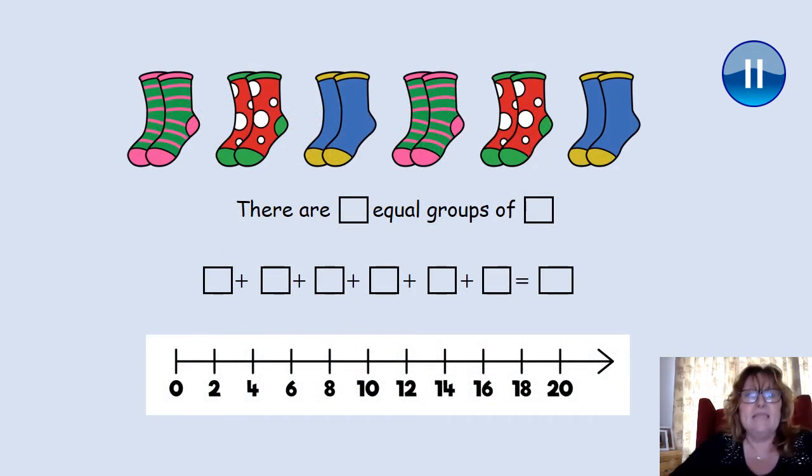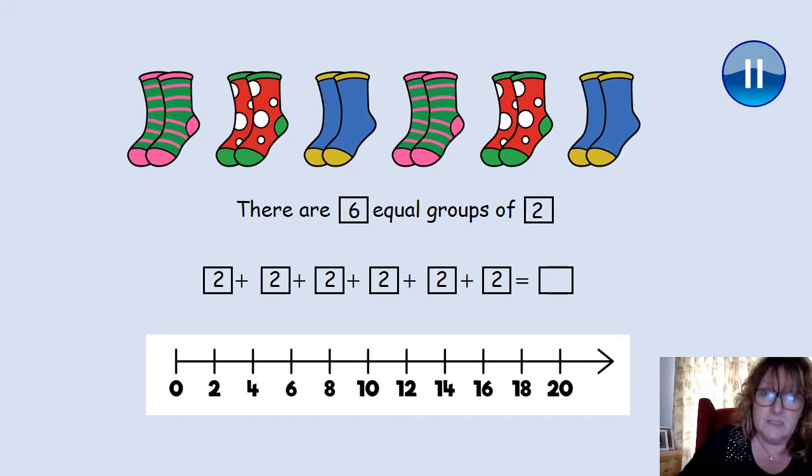Oh, we've got some pairs of socks here. Now we know that pair means 2. But we need to know how many equal groups of 2 there are, because there's 2 in each pair. But how many equal groups, so how many pairs are there? There are 1, 2, 3, 4, 5, 6 equal groups. And we know there's 2 in each group. My equation's going to look like this. 2, add 2, add 2, add 2, add 2, add 2, because there's 6 groups of 2.